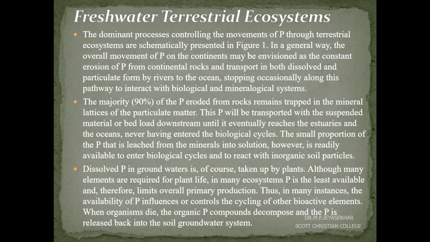The dominant processes controlling the movement of phosphate through a terrestrial ecosystem are systematically presented. In a general way, the overall movement of P on the continents may be envisioned as the constant erosion of phosphate from continental rocks and transport in both dissolved and particulate form by rivers to the ocean, stopping occasionally along this pathway to interact with biological and mineralogical systems.